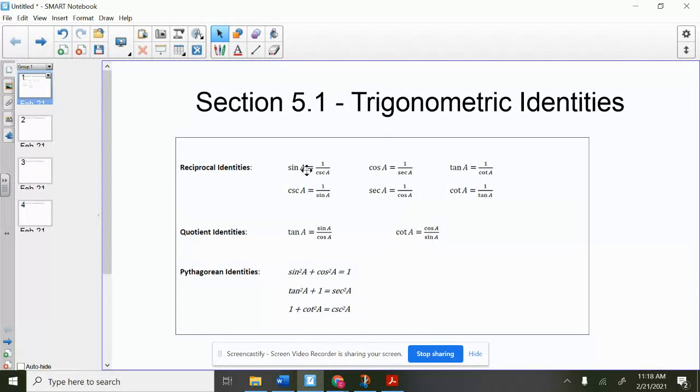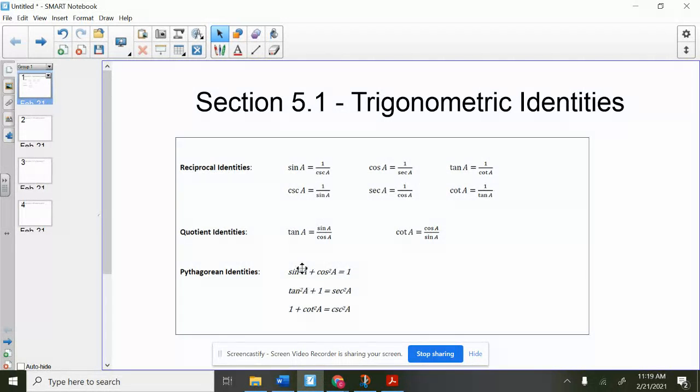So the sine of 35 degrees equals 1 over the cosecant of 35 degrees. And the sine squared of 35 degrees plus the cosine squared of 35 degrees equals 1. So no matter what the angle, no matter what you plug in, remember, angle A is going to be the same each time. So the sine squared of 3 pi over 4 plus the cosine squared of 3 pi over 4 equals 1 no matter what. And these are all derived.